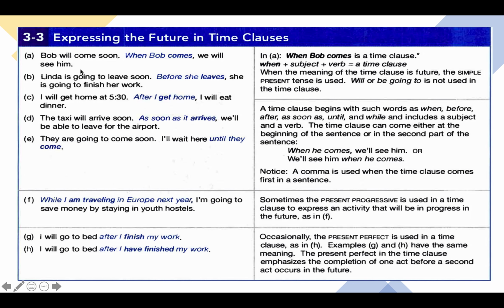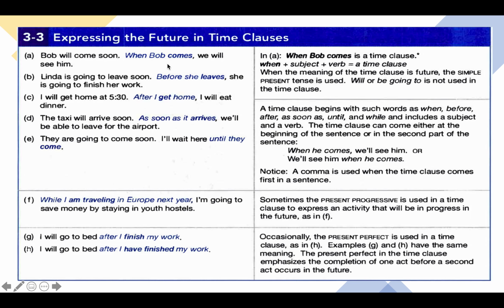So here we have Bob will come soon in the future. That is to say, Bob will come soon in the future. Now the complex sentence, when Bob comes, we will see him. So in this sentence, it's very clear that we are talking about the action that Bob will come soon. But notice that when we have a clause, a time clause, when Bob comes, notice that we are not using the future here. We are not using future auxiliaries, I mean. We don't use will, and we don't use be going to, as we have in this. So we can use only simple present.